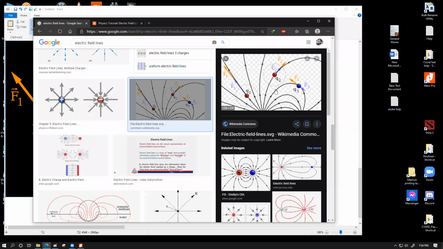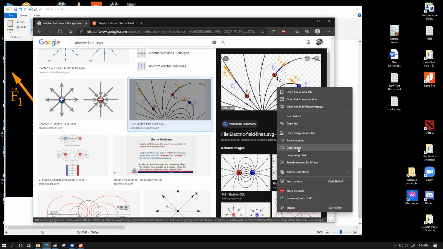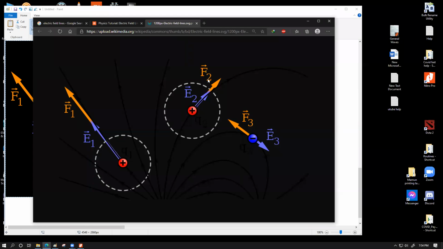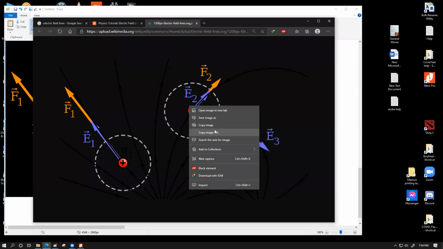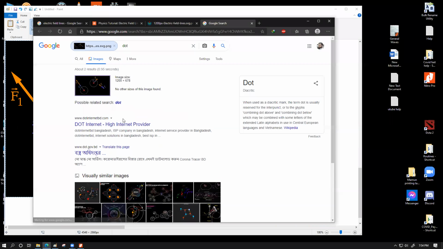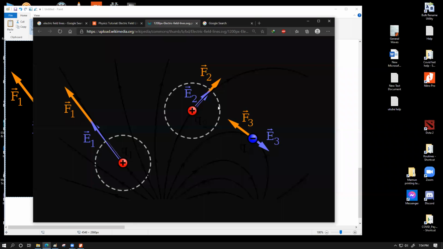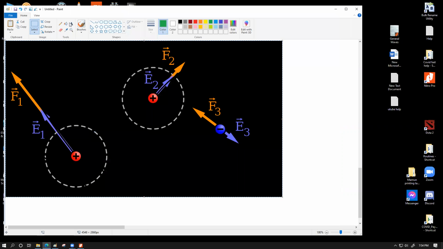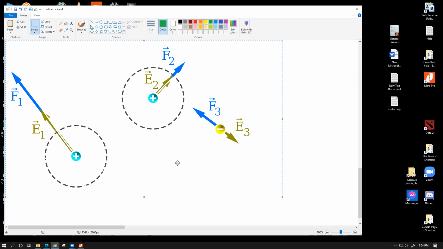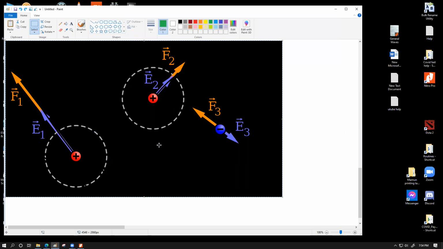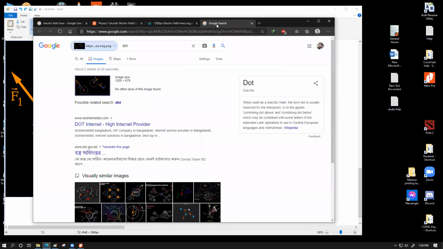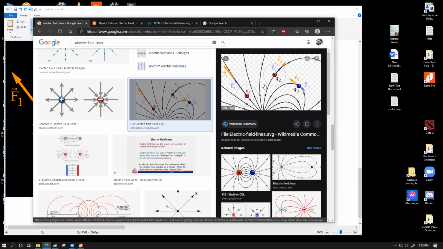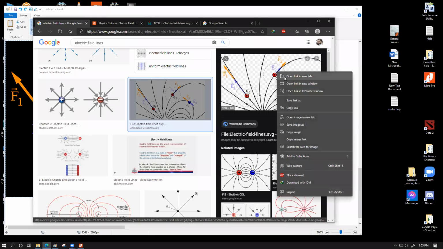Oopsie daisies. How can I open image in new tab? And then, no. Copy image. Wait, let me see if I can invert colors for this one. Right click, invert color. Now I have lost all the field lines. This is bad. So if I Control Z, Control V, I am not seeing the field lines over here. Okay, never mind. I can actually use this original picture from here. I'll explain it from here. Don't worry, because it's not cooperating. Does anyone know how I can actually have this thing? Web capture is this thing.